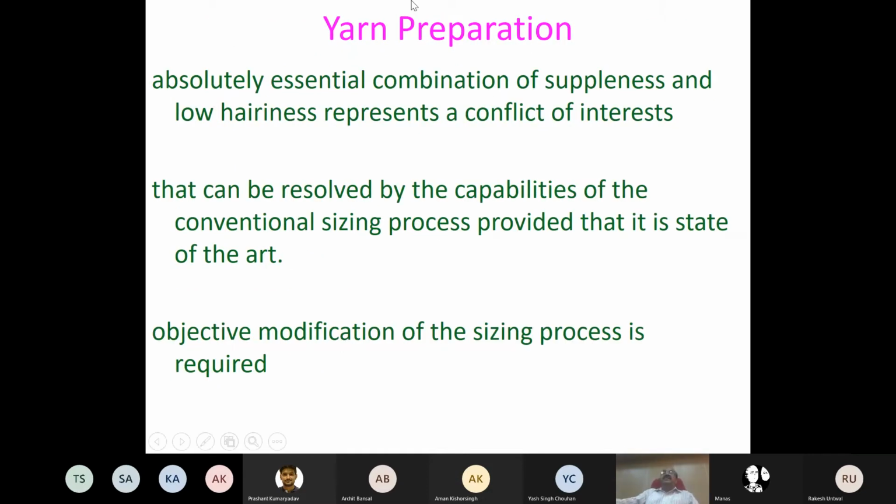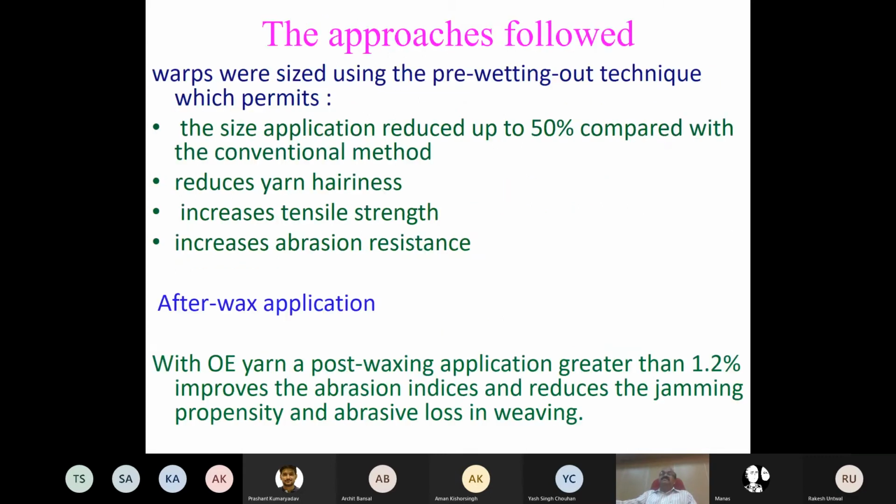Also, you need stringent yarn preparation because, as I said, the abrasion resistance requirement is very, very high. So you have to go for special sizing of this yarn so that the abrasion resistance is improved. Then only you can run this machine with a desired loom shed efficiency. Desired loom shed efficiency means a low warp breakage rate.